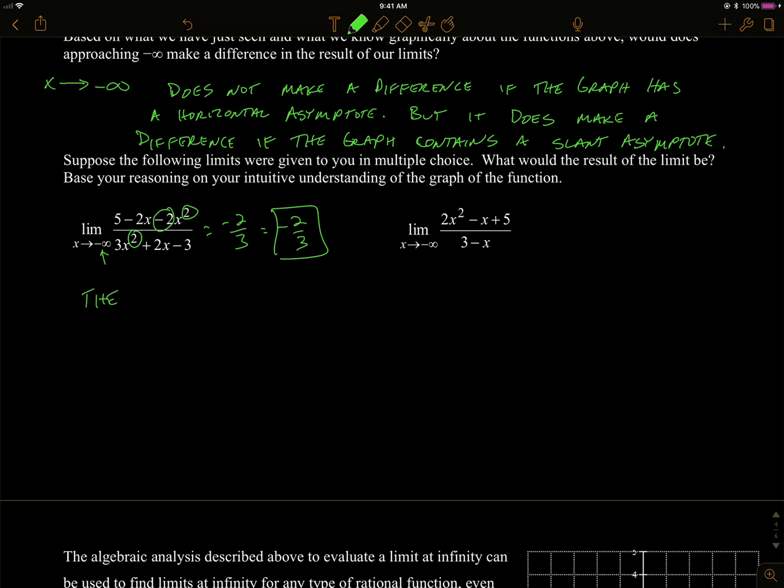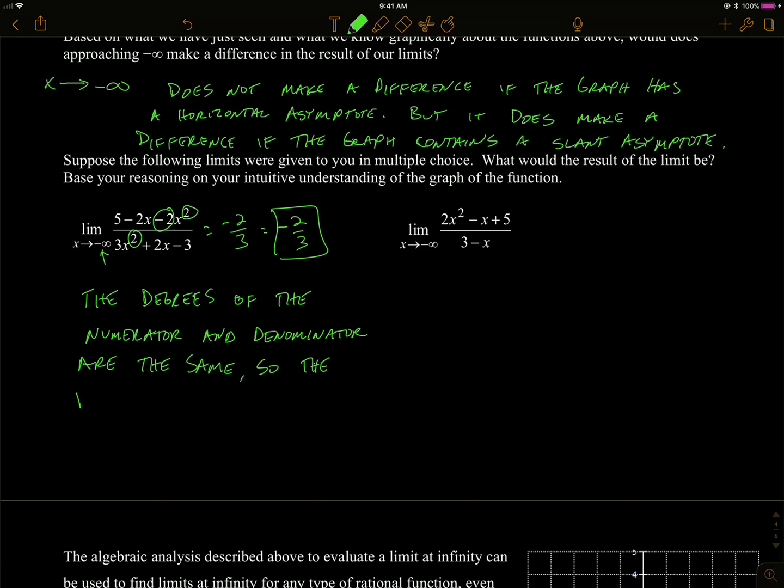So I'd say the degrees match. I'm just going to abbreviate here. The ratio of the leading coefficients is the value of the horizontal asymptote.